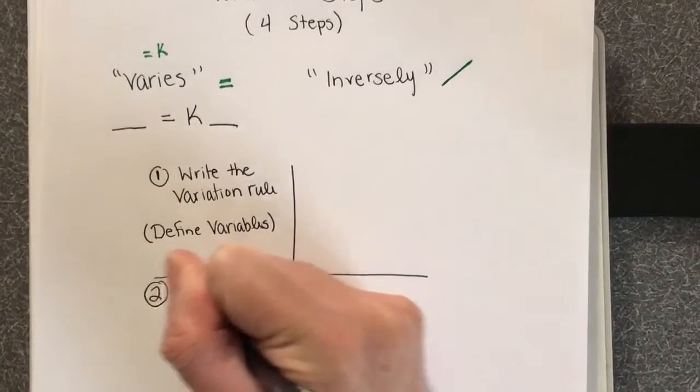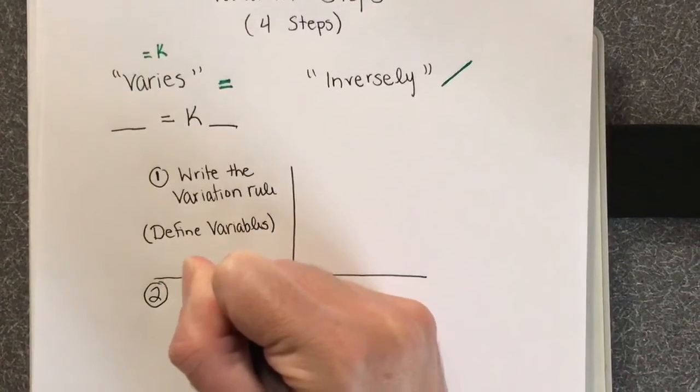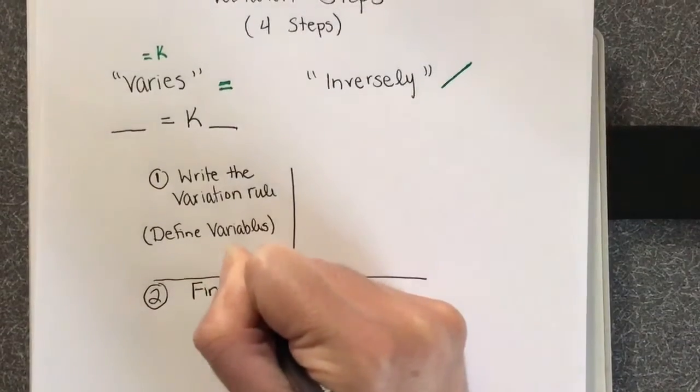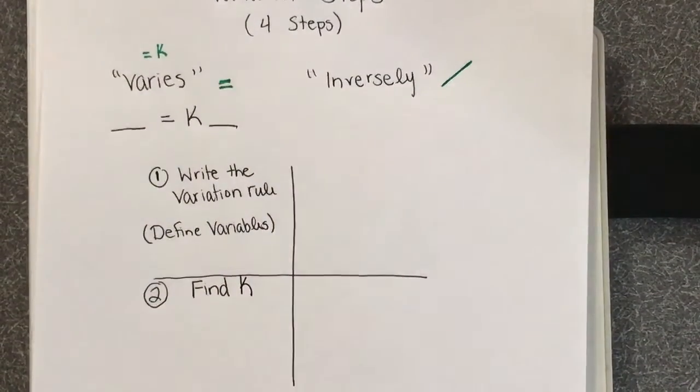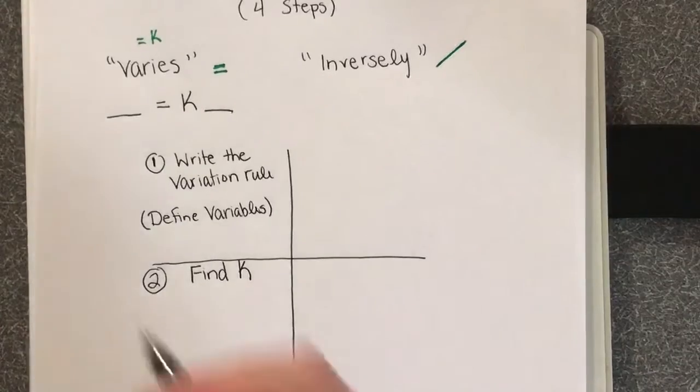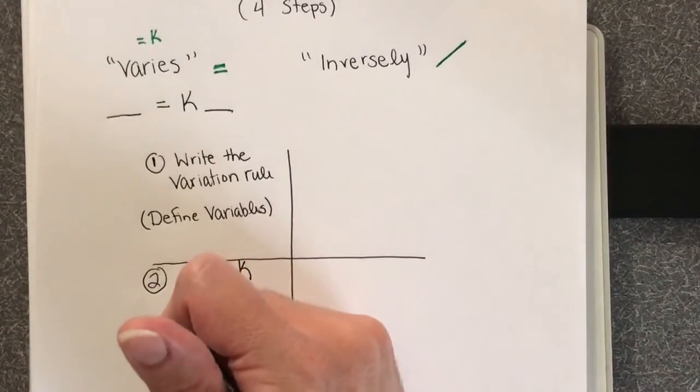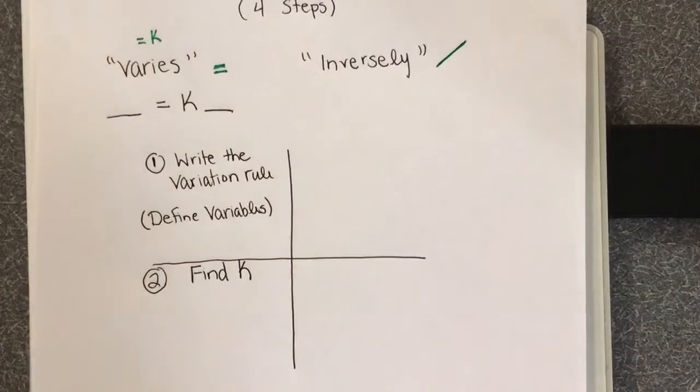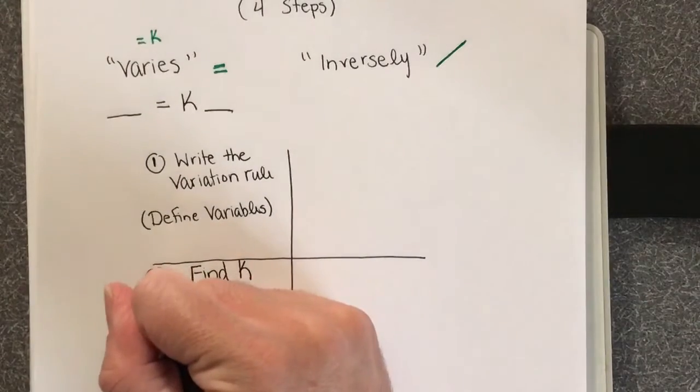Step 2, you're going to find K. K is that one number that doesn't change. That's the set number, and you always have to find out what K is. They're just not going to give it to you. So find K by replacing variables with corresponding values, simplify, and solve.